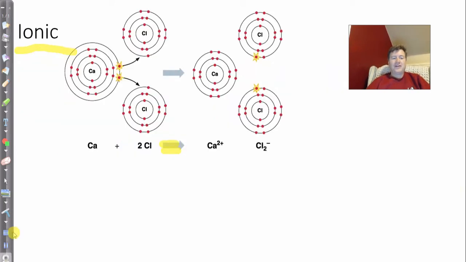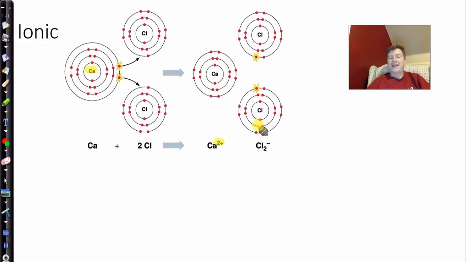Okay, it doesn't just have to happen between sodium and chlorine, that is one positive and one negative. Here is a case where calcium, this particular atom or element rather, is going to lose 2 electrons from its outer shell, and chlorine will gain 1 and another chlorine will gain 1. So now calcium actually lost 2 electrons, so it's a positive 2.